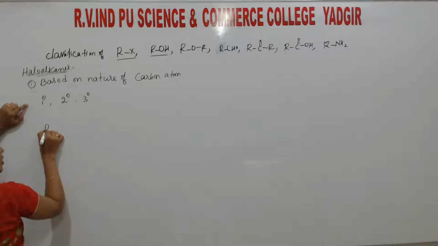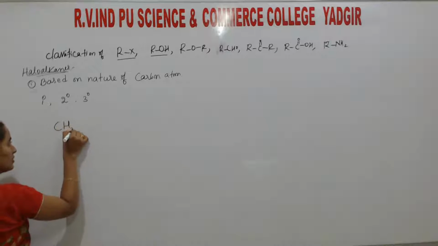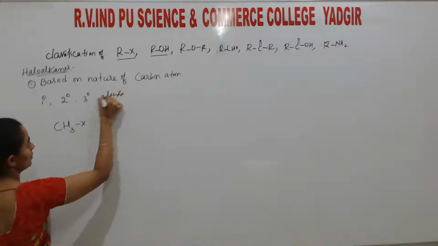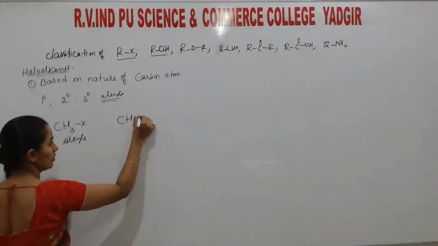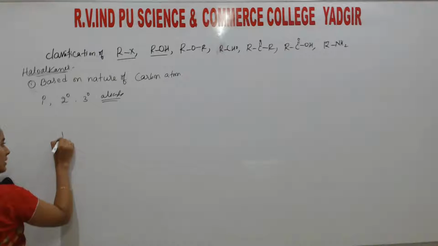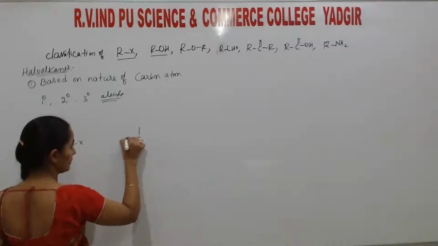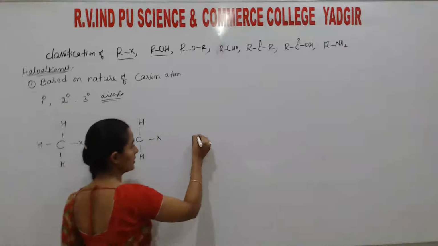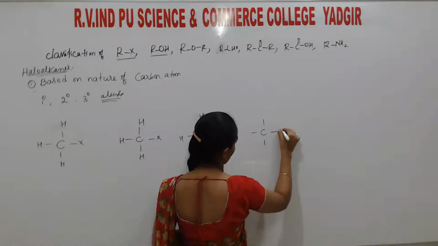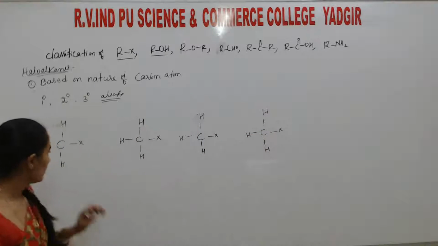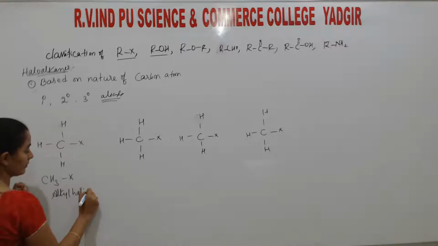How? Listen, if any haloalkane is there, an RX compound, otherwise I take CH3X, where R is the alkyl group. I write it simply like this, C with three hydrogens, for your convenience. So we know that CH3X is an alkyl halide, no doubt in that.